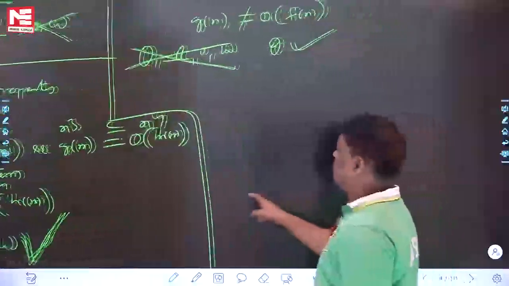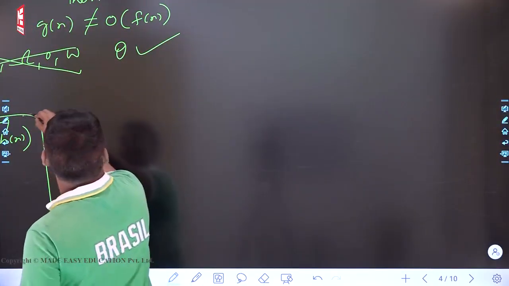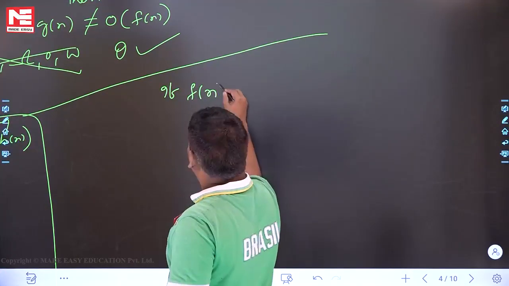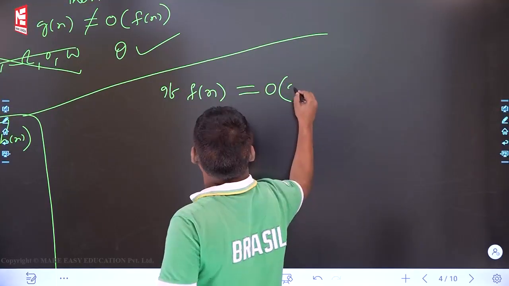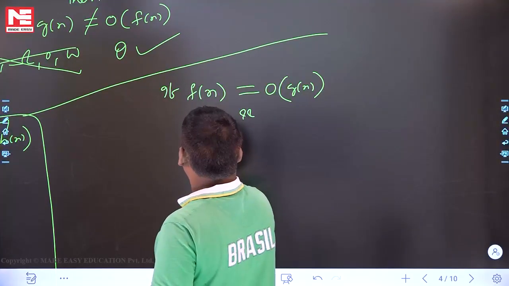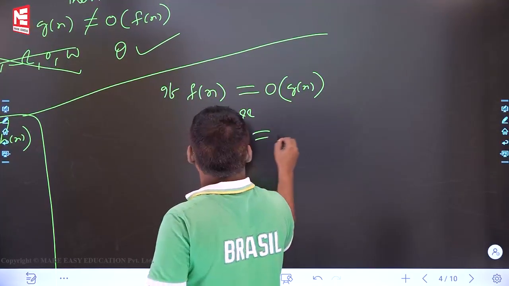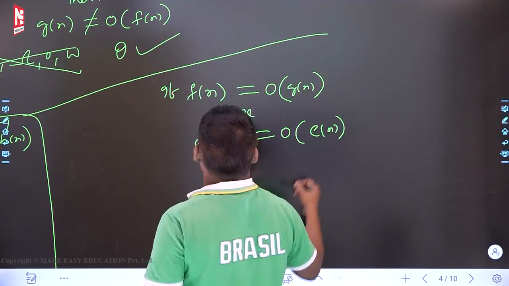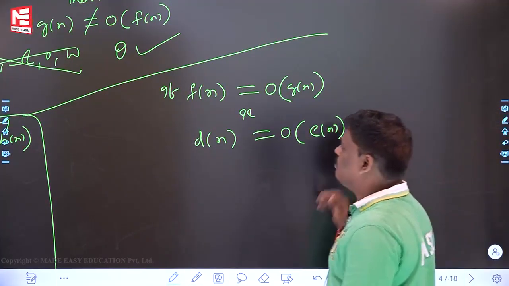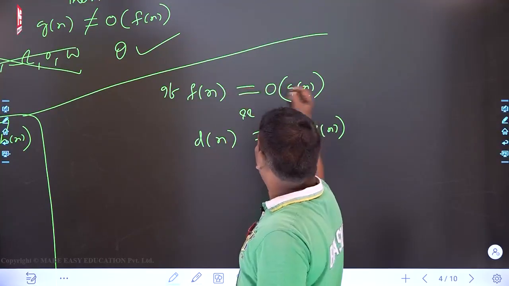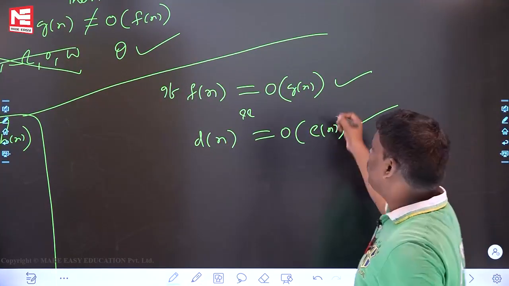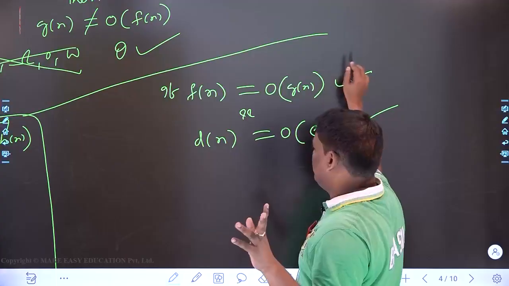Let's see one more case, an interesting one. If f of n is big O of g of n and d of n is big O of e of n, assume that these are the 2 statements given. What is the first statement saying? Comparing f and g, f is smaller or equal. Assume.